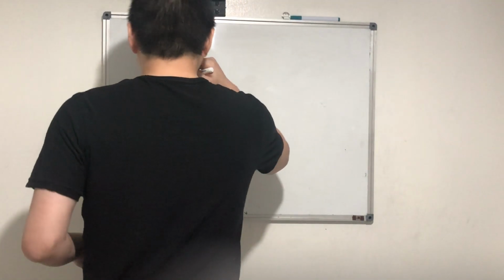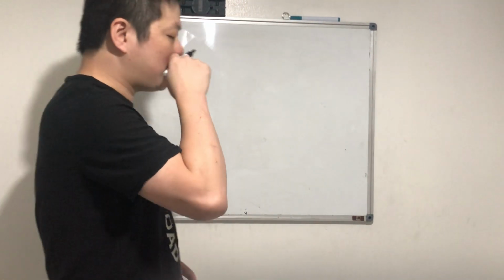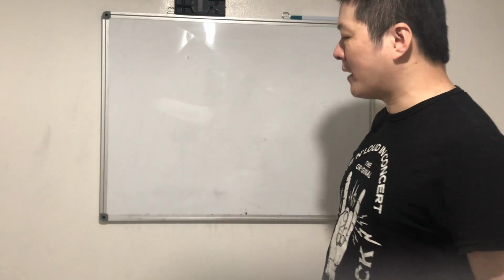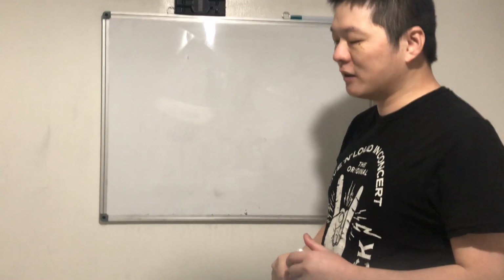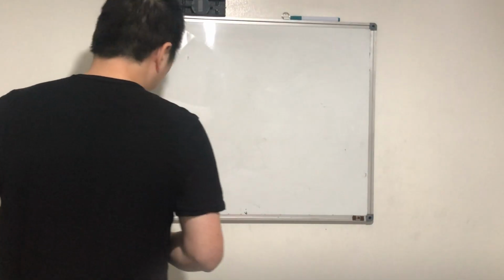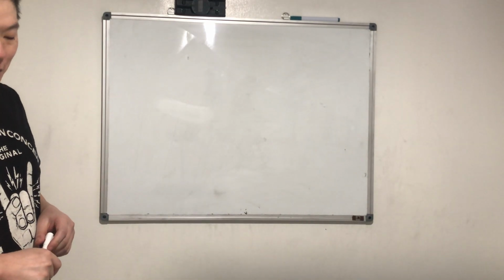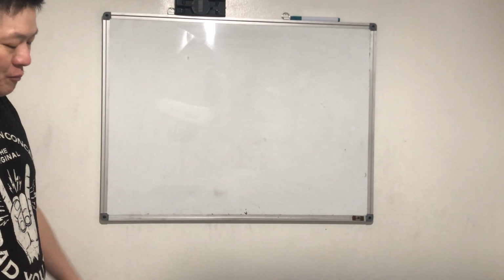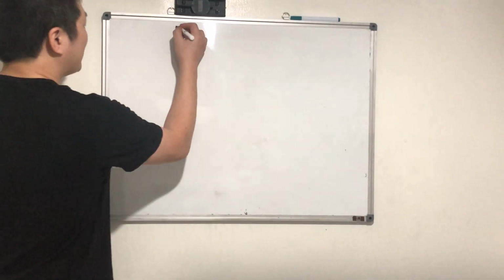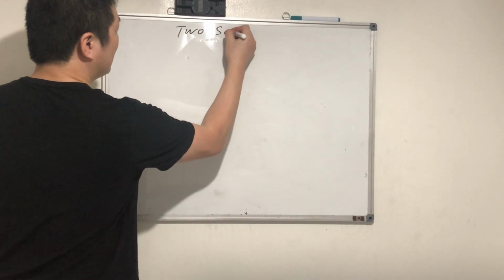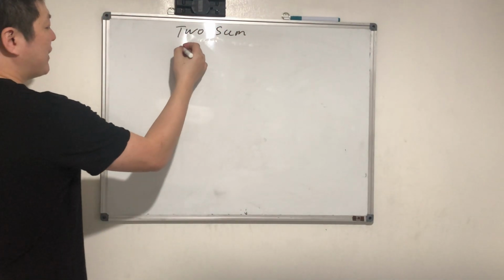Okay. So I'm talking about a very basic problem today, which is usually the first question to solve when you want to do coding interviews. It's called two-sum. So basically, you're given a list of numbers.